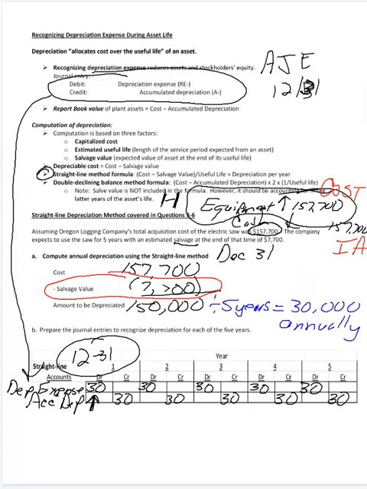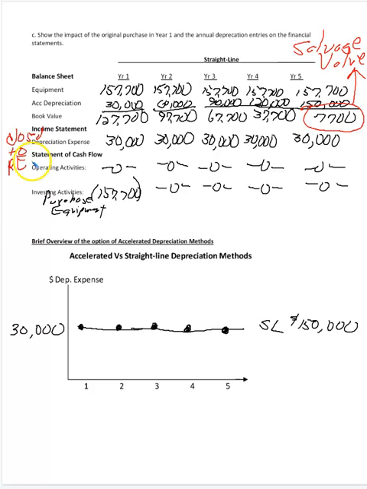Now, earlier, I talked about there can be these accelerated methods. One of them is double declining balance. I'm not going to require you to know how to do that, except I do think each one of you needs to understand that there can be these accelerated methods, and what difference does it make? You may want to use one of those when you own your own business. So accelerated means we'll have accelerated depreciation early on in the asset's life.